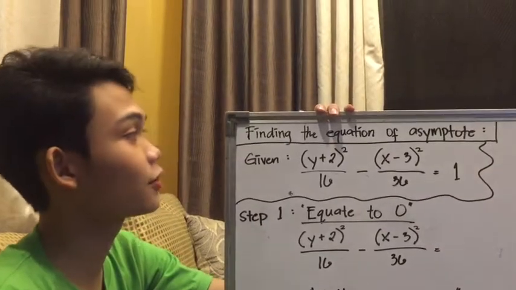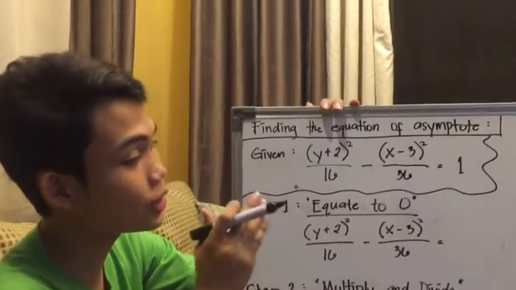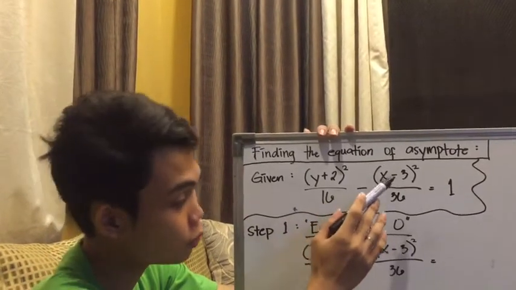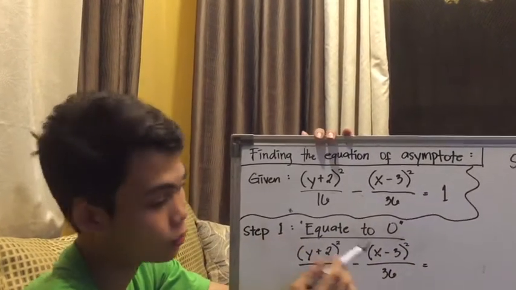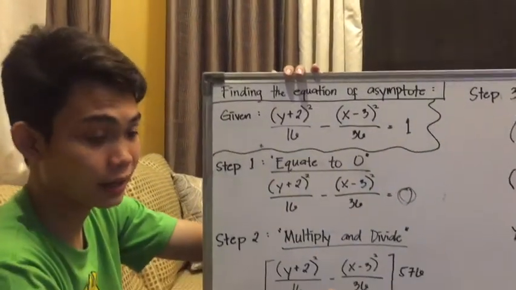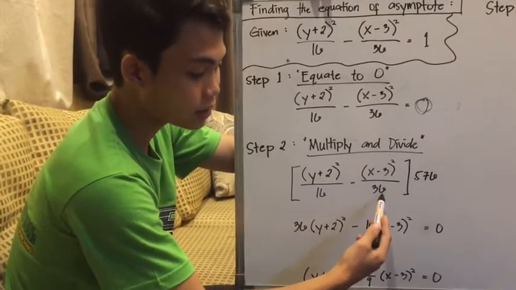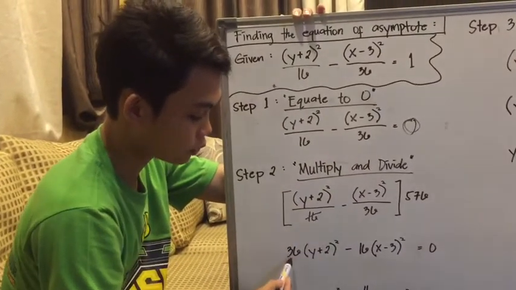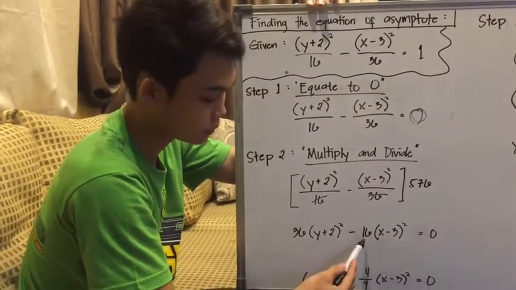So now let's find the equation of the asymptote. So step 1, equate to 0. We have to equate the original given equation, which is y plus 2 squared over 16 minus x minus 3 squared over 36 equals 1. So instead of 1, we equate to 0. Step 2, multiply and divide. We have to multiply both denominators. 16 times 36 is equal to 576. And 576 divided by 16 is equal to 36. And 576 divided by 36 is equal to 16.